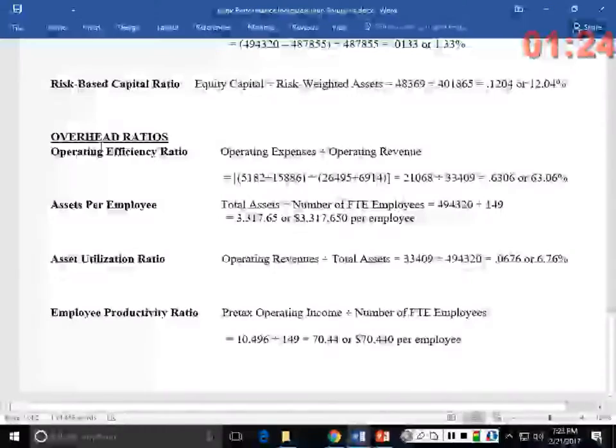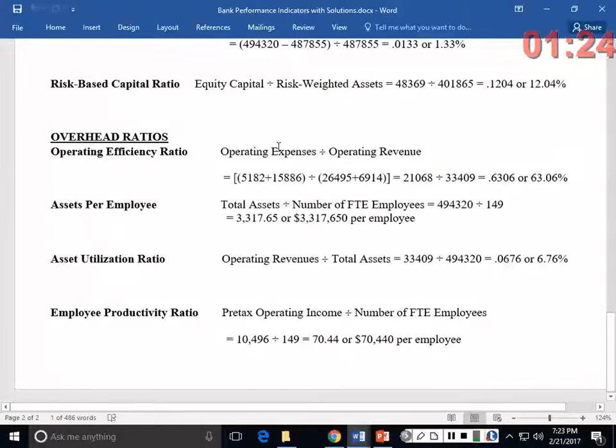And then you've got overhead ratios. One is what's called the efficiency ratio. It's operating expenses divided by operating revenue. Now, this is kind of an odd ratio because this is one you have to know how it's calculated. Some people will calculate it like this, and the way it's set up, would you want this ratio to be as high or as low as possible?